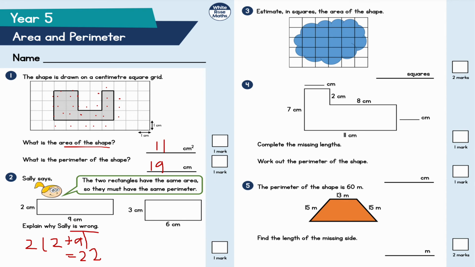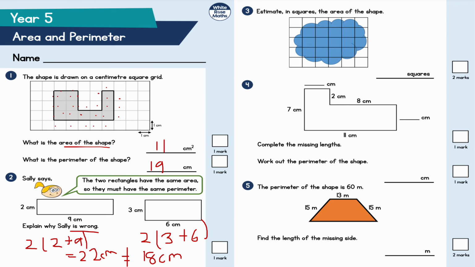Now, this one doesn't actually equal 22, because I'm going to do 3 plus 6 and then double my answer. 3 plus 6 is 9. Double of 9 is 18. 22 clearly does not equal 18. So, therefore, they do not have the same perimeter.